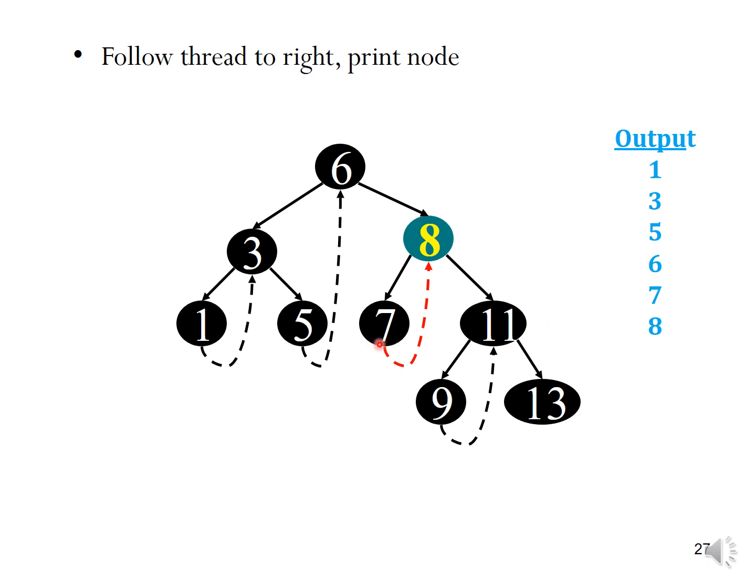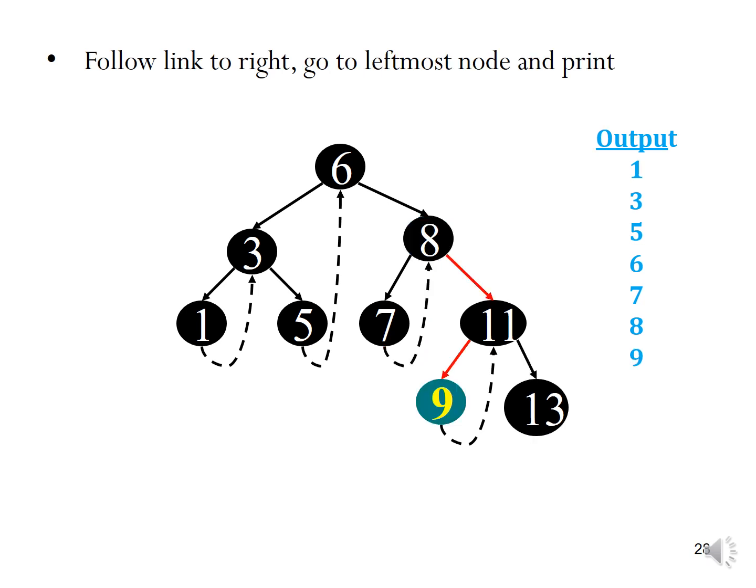From 7 we will follow the thread which is to the right. This thread is pointing to the node 8. So 8 will be printed. Now, to the right: from 8 we will go to 11 and then to 9, because 9 is the leftmost node. So we follow the link to the right of 8, go to 9 which is the leftmost node, and then print it. So 9 will be printed here. Now the output is 1 3 5 6 7 8 and 9.